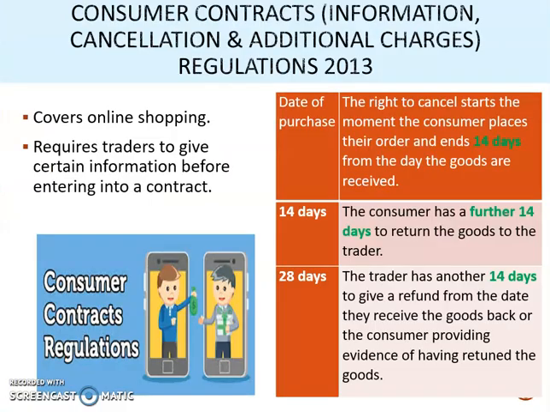You also need to be aware of the Consumer Contracts Information, Cancellation and Additional Charges Regulations of 2013. Catchy little number there. This is quite important. I'm sure you'll be aware of this law, even if you didn't know its name, because these regulations give customers the right to cancel a purchase agreement 14 days from the day the goods are received. So I'm sure you all know that, if you order something on Amazon, you've got 14 days to return it if you're not satisfied with it. And that's under those regulations.